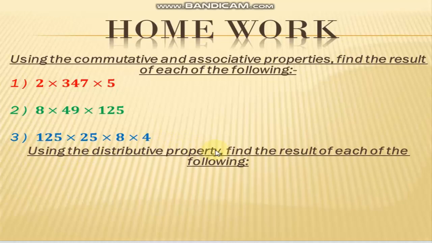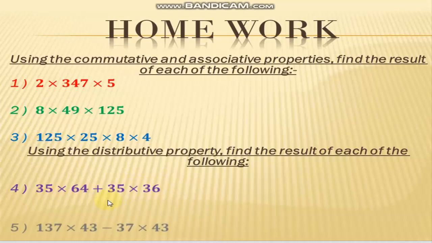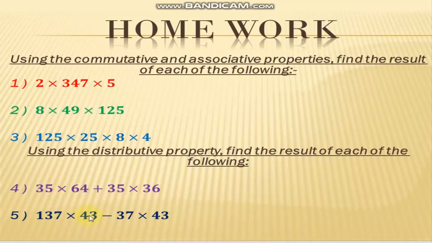Use the distributive property to find the result of each of the following. Number 4: 35 times 64 plus 35 times 36. Look at the common factor. Number 5: 137 times 43 minus 37 times 43.